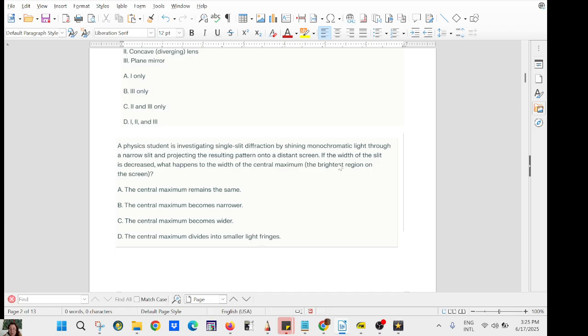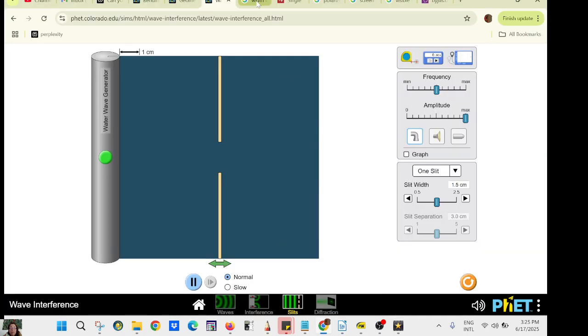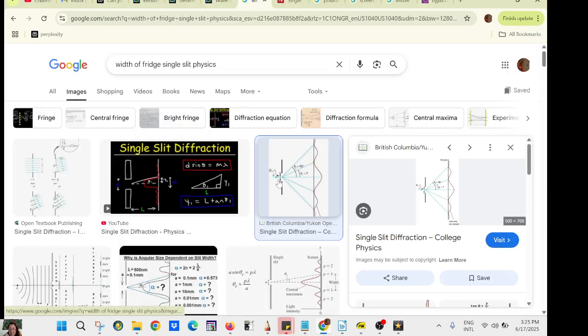So what's going to happen if you change the width of the slit? What happens to the width of the central maximum, the fringe that you see on the screen? Again, we can look here. When light goes through an opening, it's going to diffract. That will be the maximum fringe that you see on the screen.